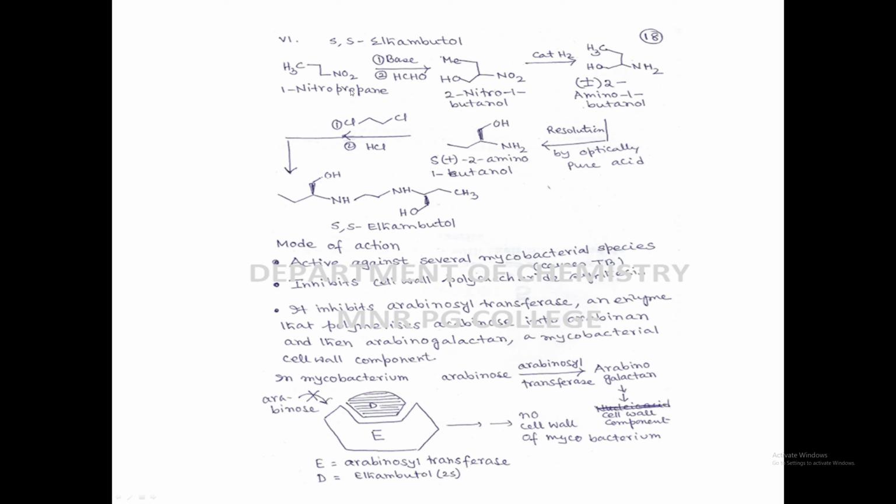Now let us see. Our starting compound is 1-nitropropane. This 1-nitropropane is treated with a base. In this 1-nitropropane, the nitro group is an electron withdrawing group, so therefore the alpha hydrogen will be acidic. Now this acidic hydrogen will be captured by the base, and this carbon nucleophile will attack the delta positive center of the formaldehyde.